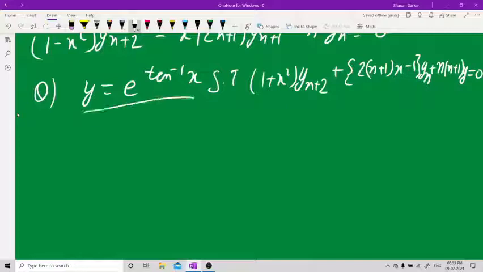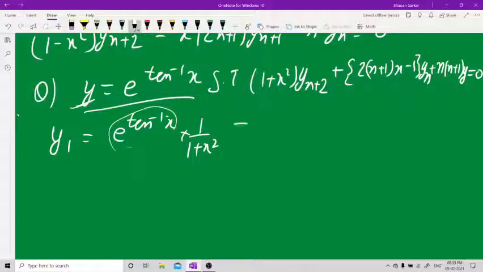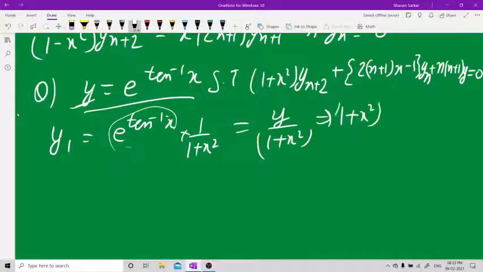First thing, do the derivative of this. First derivative, e to the power of x is e to the power of x. Then the derivative of tan inverse x is 1 over 1 plus x squared. Now what is e to the power of tan inverse x? This is y only. So write this as y over 1 plus x squared. Now just do cross multiply. So you will get 1 plus x squared y_1 equal to y.